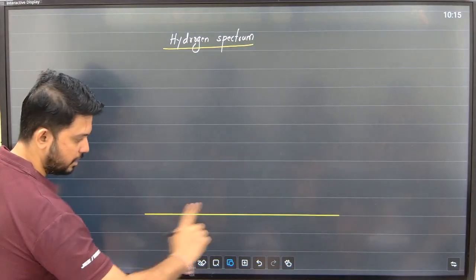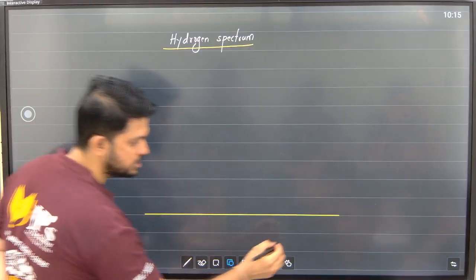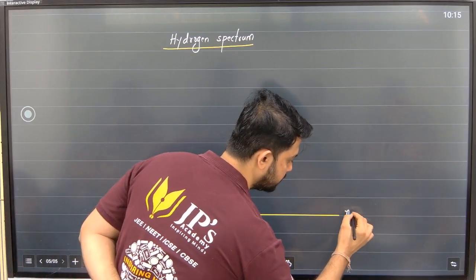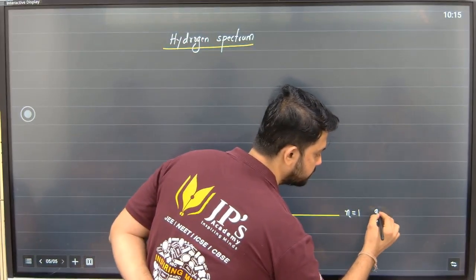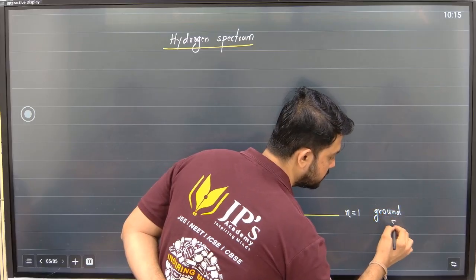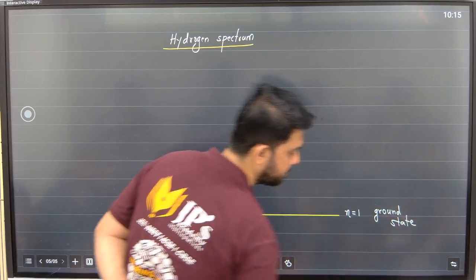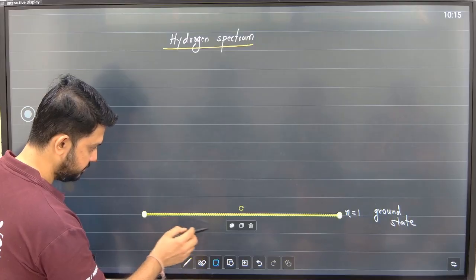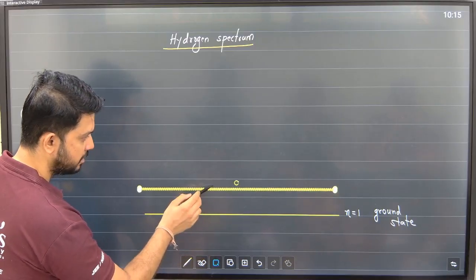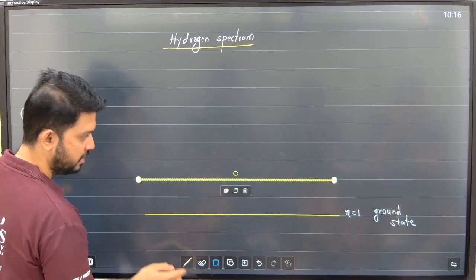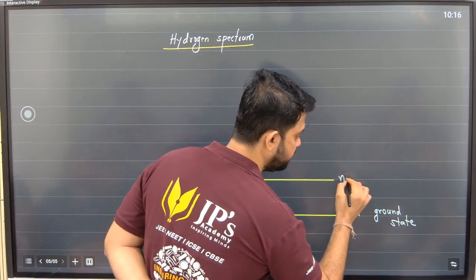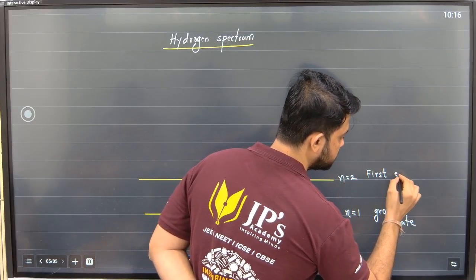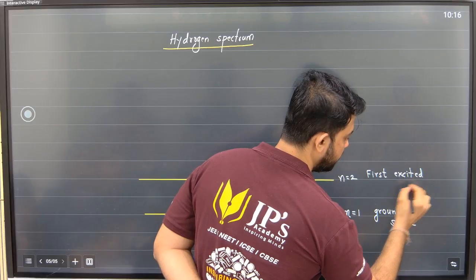Okay, this is the ground state, the state which is closest to the nucleus. What is the value of n here, people? This is 1, and this is also called the ground state. What comes after the ground state? So this can be called the first excited state. n will be equal to 2. I repeat, this is called the first excited state.